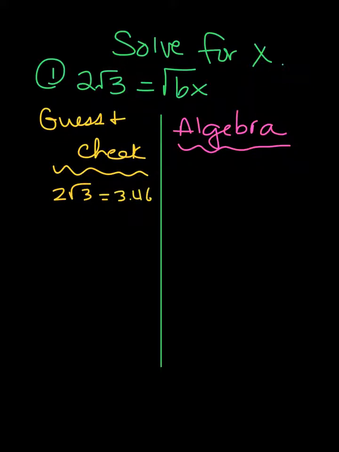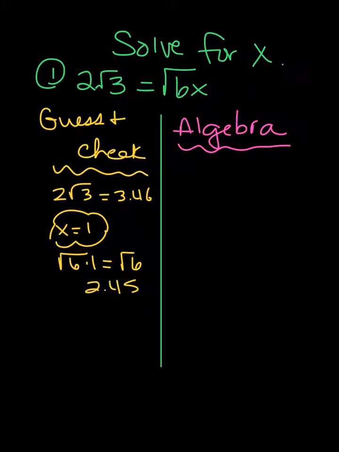That's an estimate. So now I'm just going to start substituting. Again, it's guess and check. So I'm just going to start with 1. So when I substitute that in, I get 6 times 1, which is the square root of 6. I put the square root of 6 in my calculator, and I get 2.45, and this value is too low. Remember, my goal is I'm trying to get to 3.46. So now I know I need to go a little higher.